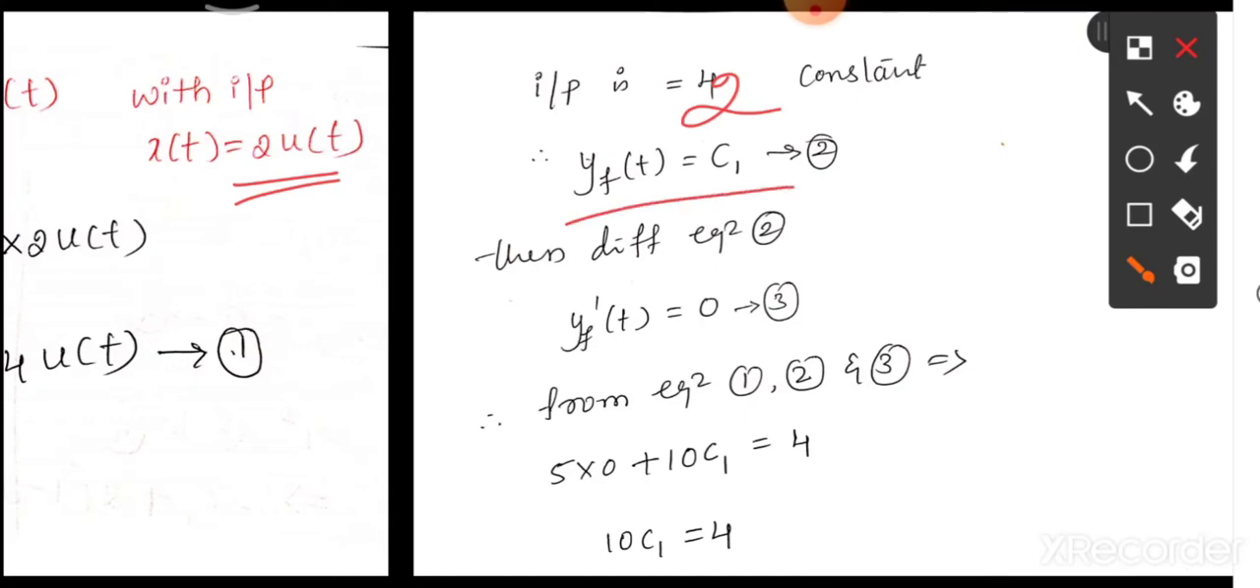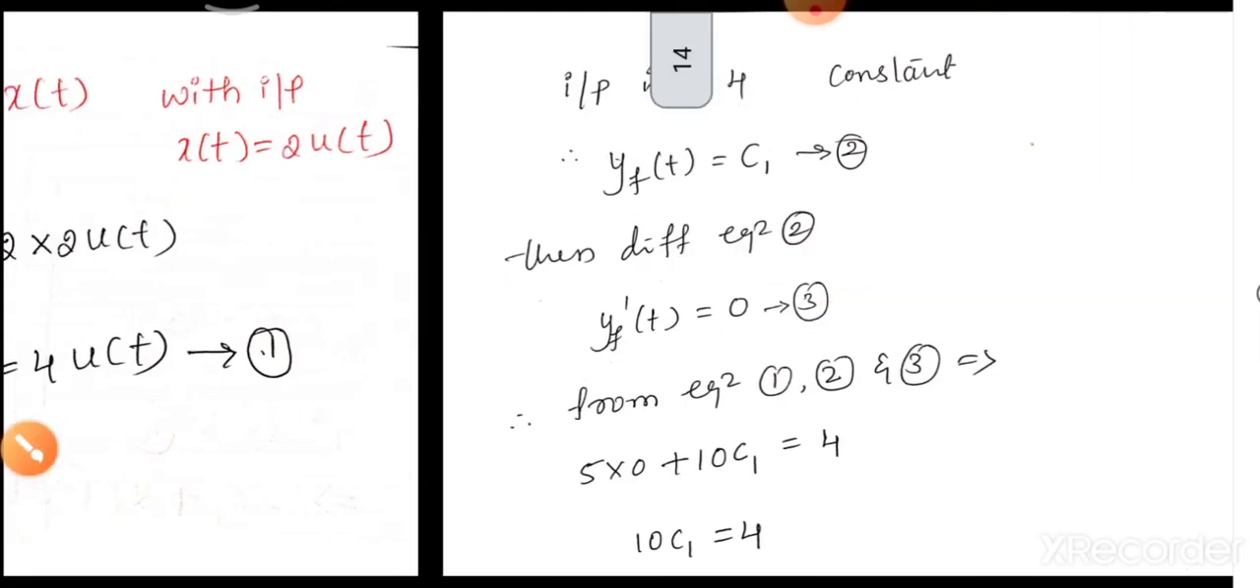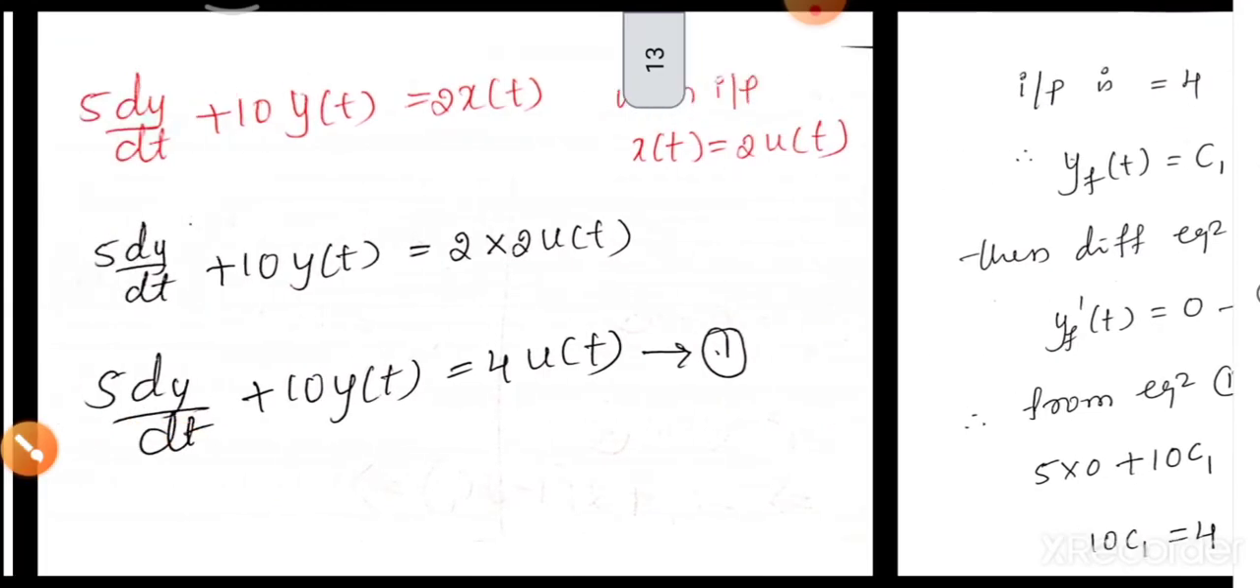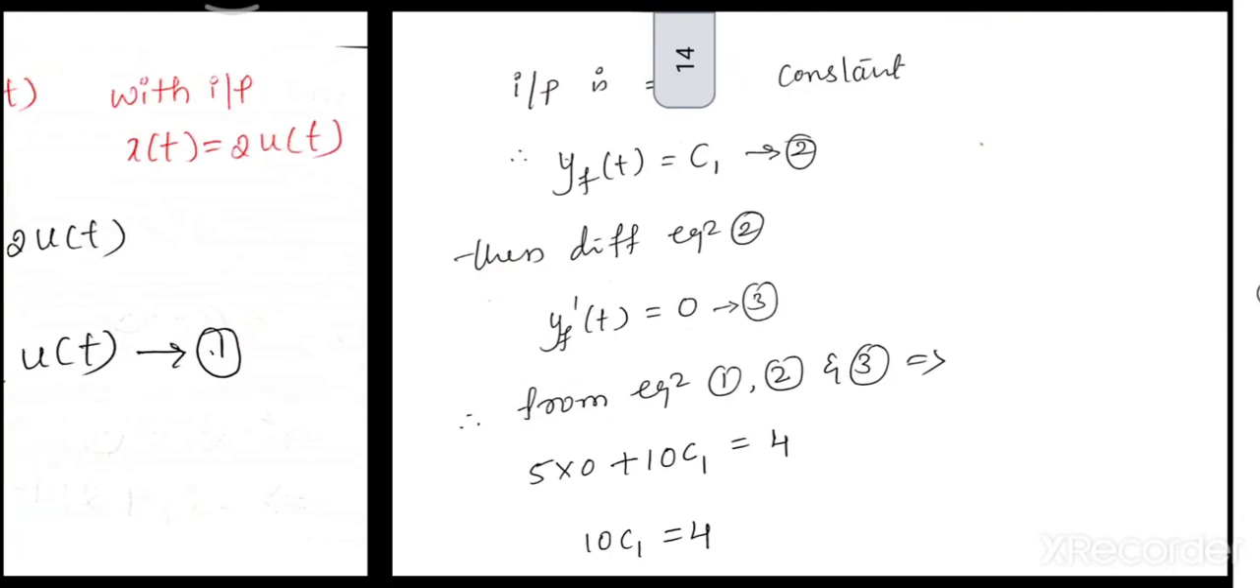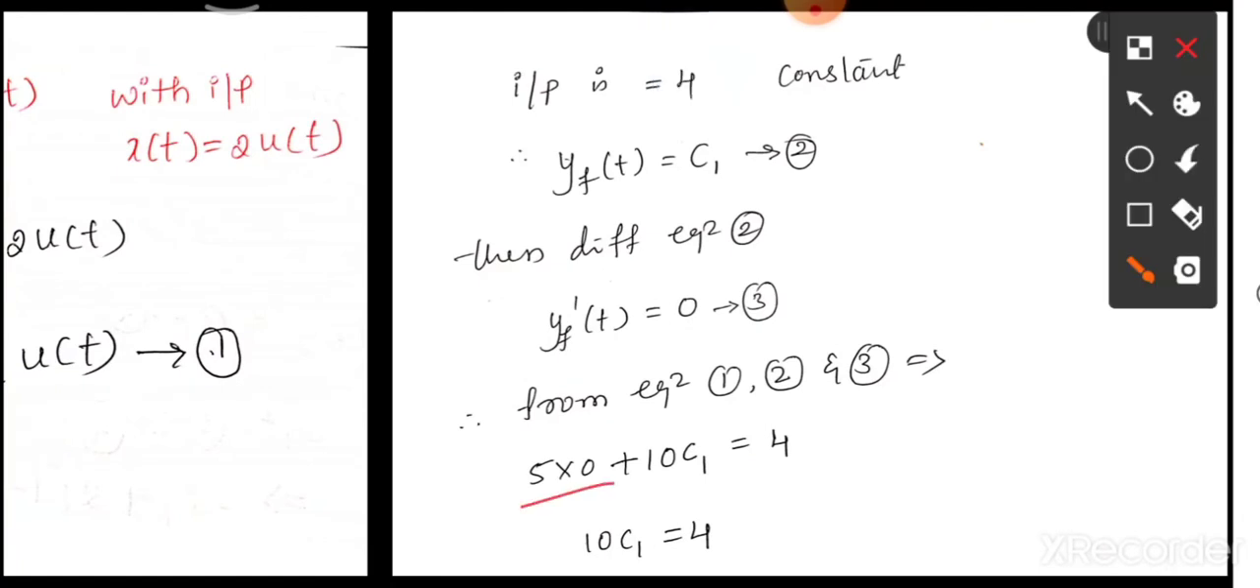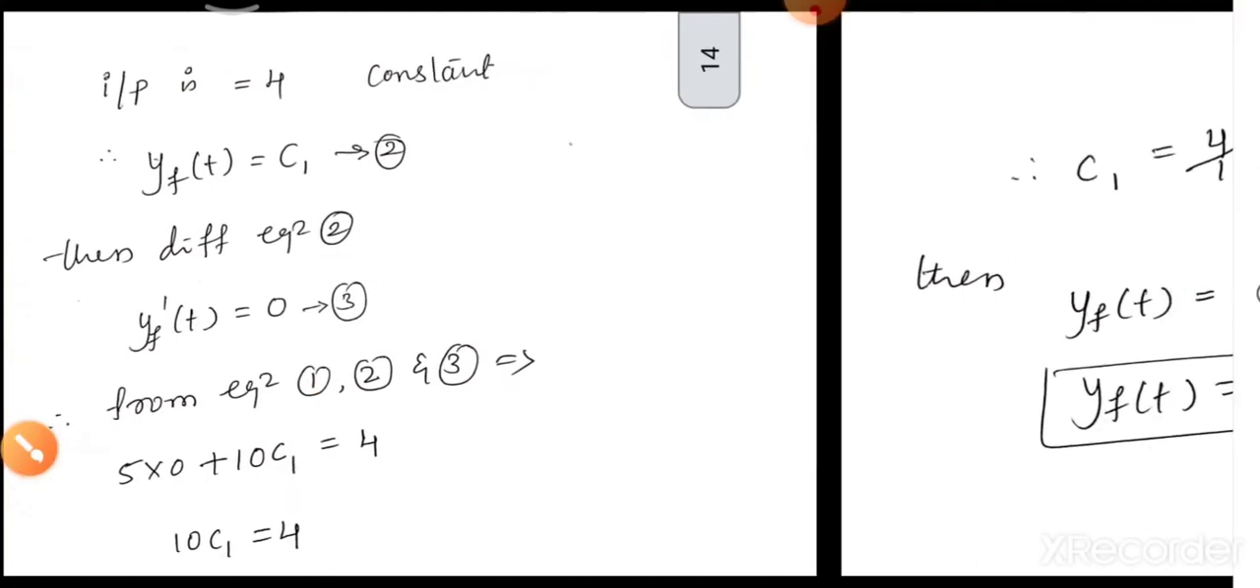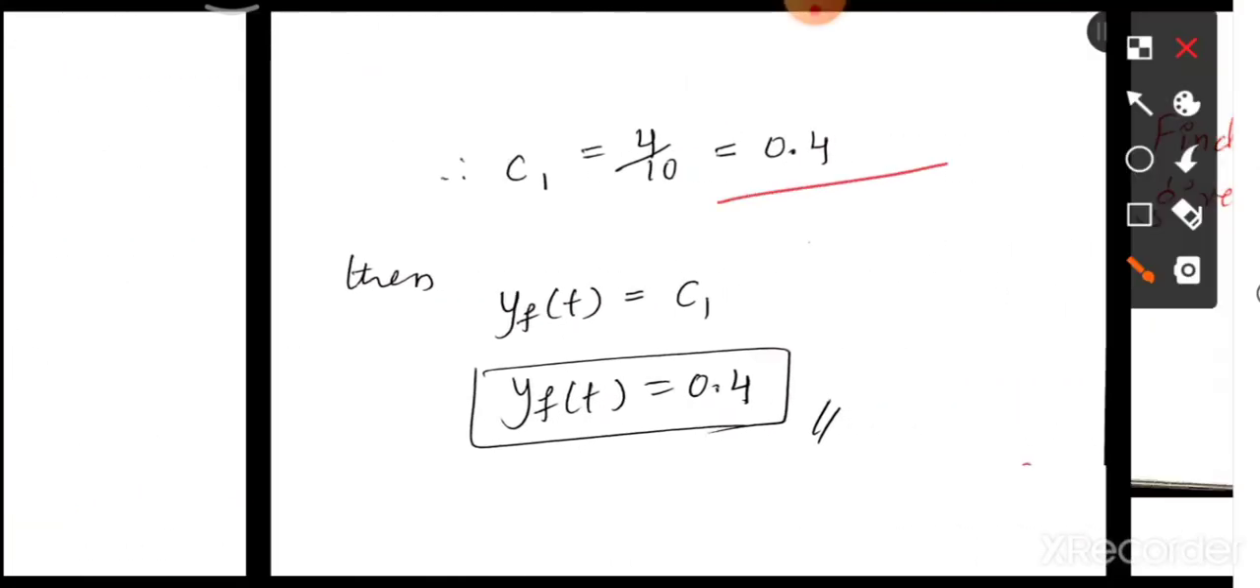So yf of t will be c1. Then differentiate this equation, you get y dash of t will be equal to 0. Then these two equations substitute in the first equation, that was 5y dash plus 10y equal to 2u. Okay, 5y dash was 0 plus 10 c1, okay, and then equal to 4. Okay, right, then 10 c1 equal to 4. c1 you can get the value of 0.4.